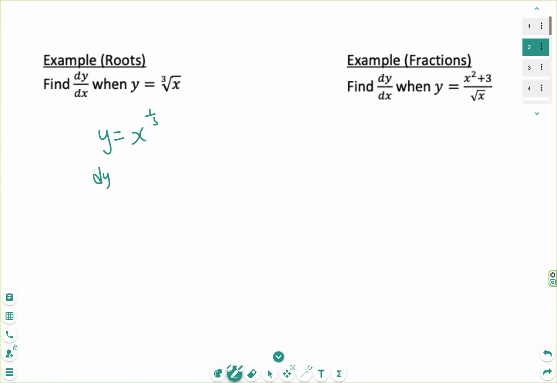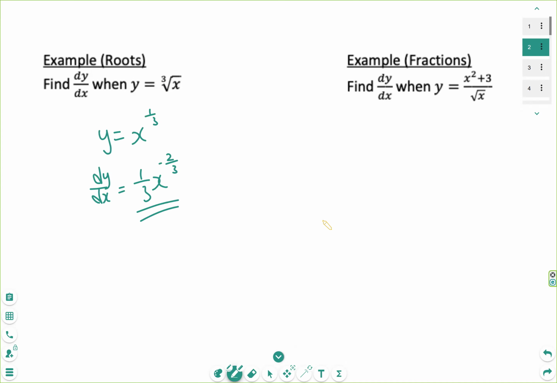Now, once we've got x to the power of a third, we can differentiate easily. Multiply by the power, and then the power minus 1. 1/3 minus 1 is negative 2/3. And that's it. You can rewrite it a bit neater as a cube root and maybe a square, but it's not too important. In algebra terms, it's good to leave it as a negative power as it is.